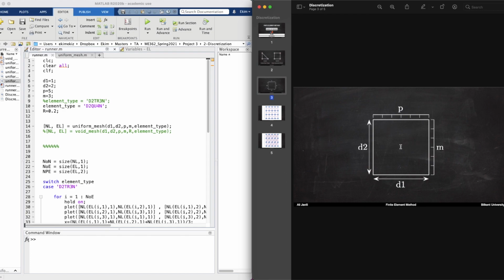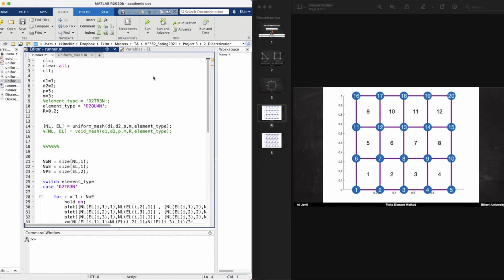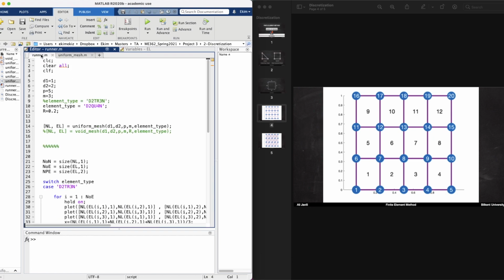Okay, so just as an example, for the quadrilateral element, we will have a domain like this. And the same domain for the triangular element. Okay, so let's start looking at our code. So we have two .m files here. The first one is our runner, so it's just to run the uniform mesh function we are going to look at.